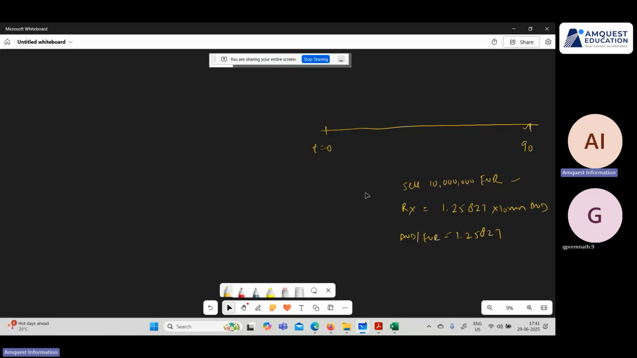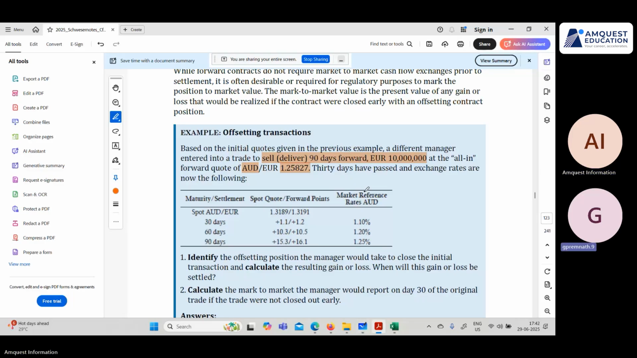Are you comfortable saying that if I'm going to sell my 100 million euro, then on this day, let me call this A, on A you will sell this much euro and you will receive this much AUD? Is this part correct? This part is clear. And they give you a forward rate. Let me know if you want me to re-explain this part. No, I got it.